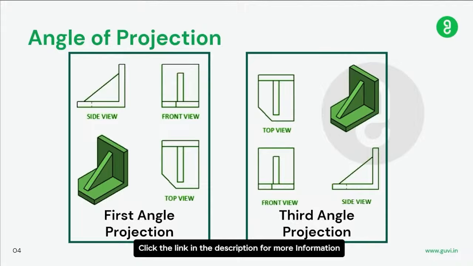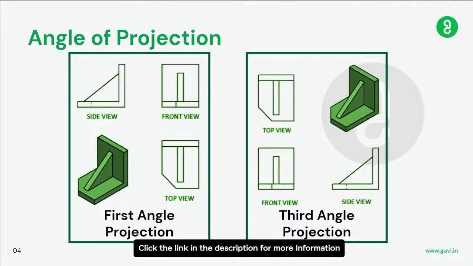Then comes the third angle projection. In the third angle projection, it's just the opposite of the first angle projection. The object is placed in the third quadrant and once again, it's understood that a viewer is looking at the object from the side. In the third angle projection, the front view is placed in general, the top view is placed above the front view, and the right side view is placed to the right side of the front view.